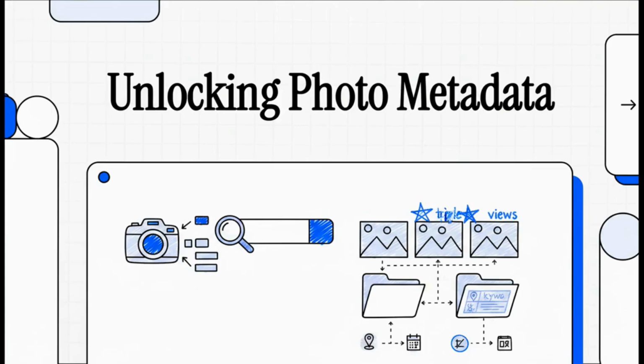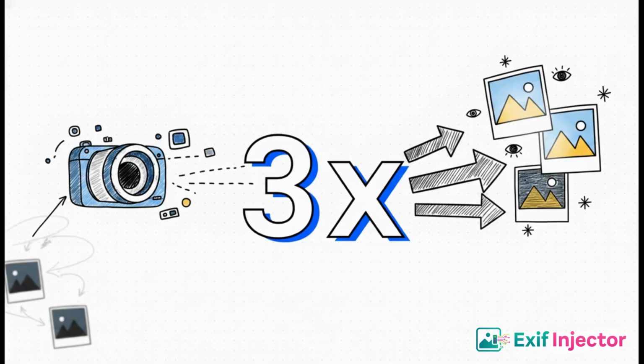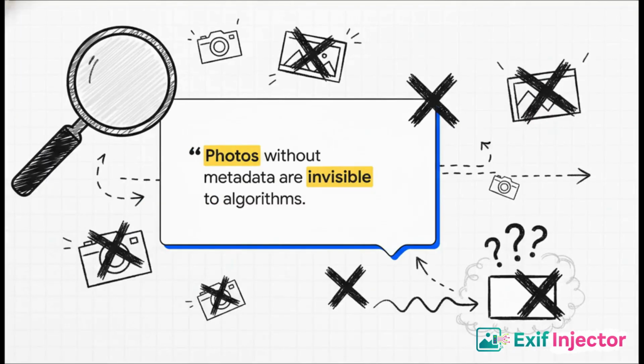Welcome to this explainer. Did you know adding complete metadata can literally triple your image search views? Yep, the IPTC found that photos with full metadata get up to 3 times more views. Crazy, right? The bottom line? If your photos lack metadata, they're basically invisible to algorithms and search engines.